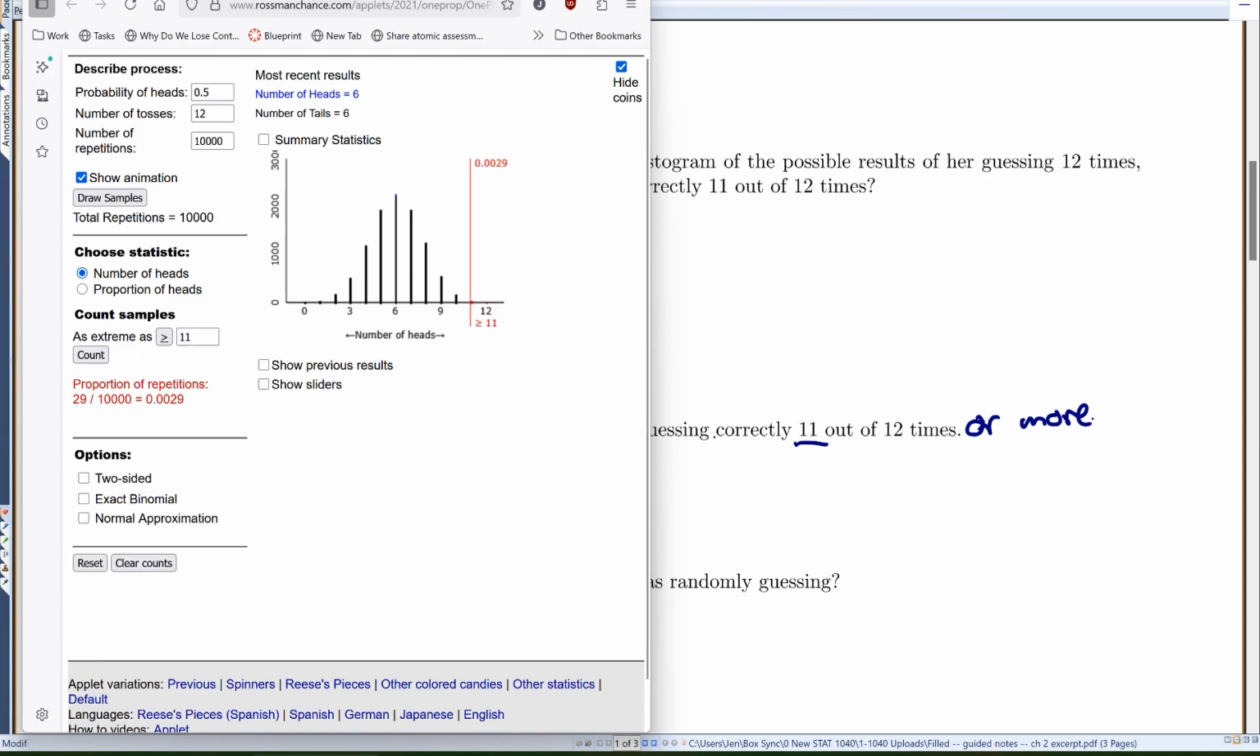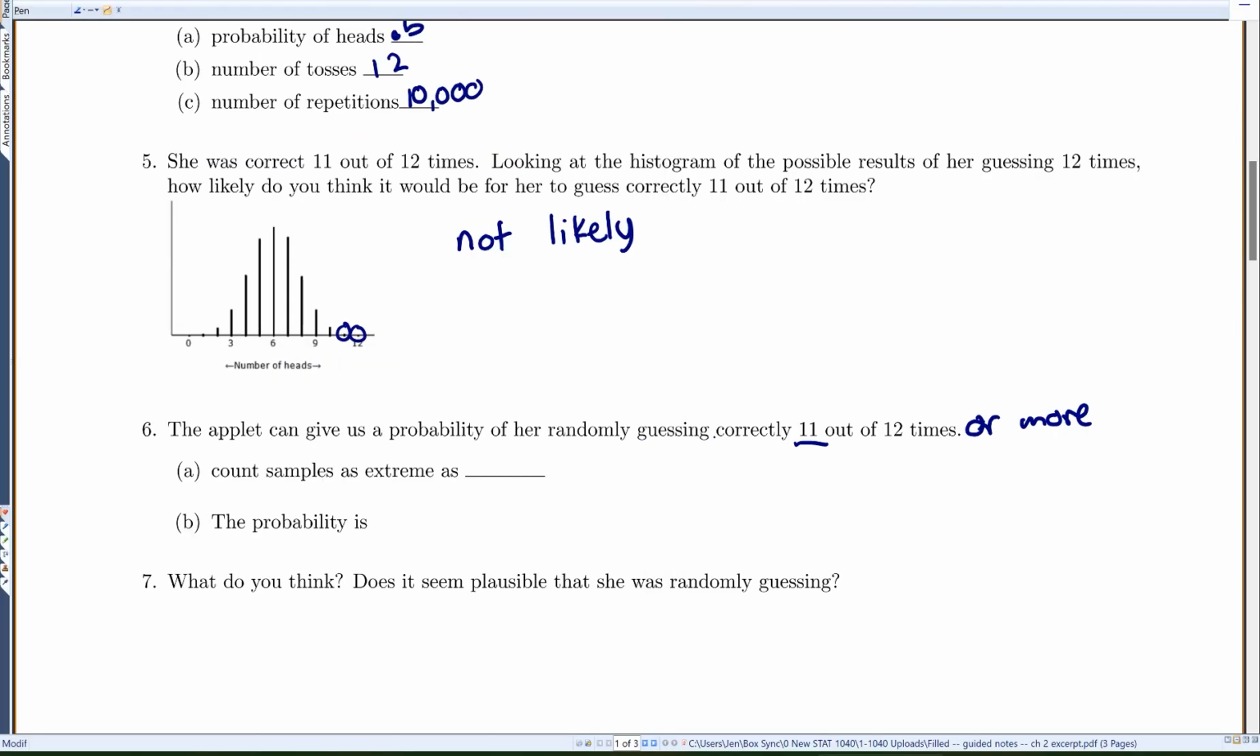And I got about 0.003 if we round, just because every time I do it, it might be slightly different. So we counted samples as extreme as 11, and the probability I'm getting now is 0.003. Now please make sure that you always follow along on the applet yourself so that you get good at using this, because you're going to be using it on the homework and exams.